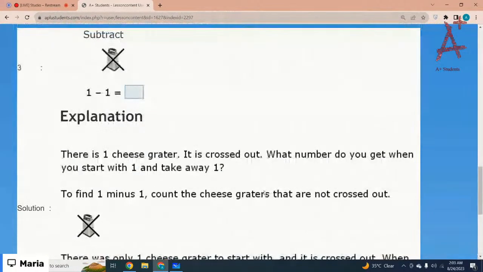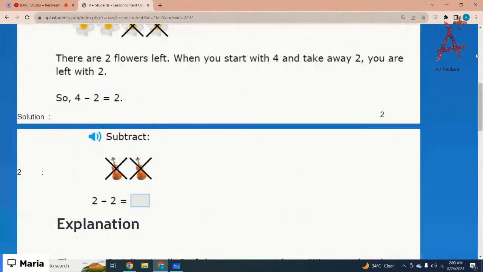Okay, the next one is you have one cheese grater, right? And it is crossed. So there is only one cheese grater. It is crossed out, right? That means what number do you get when you start with 1 and take away 1? So when you start with 1 and take away 1, you are left with just 0. You have to count the ones that are not crossed out, but you don't have any. That means you are left with just 0. Let's just start with the practice questions.